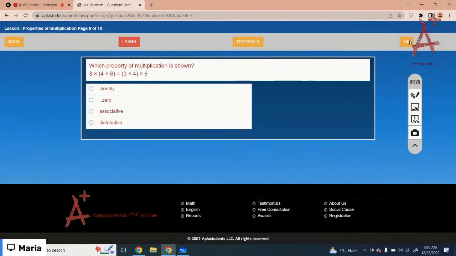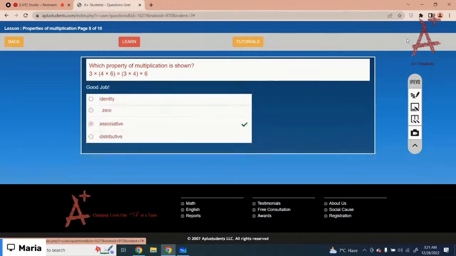Okay, which property of multiplication is shown? You have three of the numbers involved. Which property of multiplication is shown? Identity, zero, associative, and distributive. Yes, very good. It would be associative. Three of the numbers are involved. It would be the associative property. Got it?